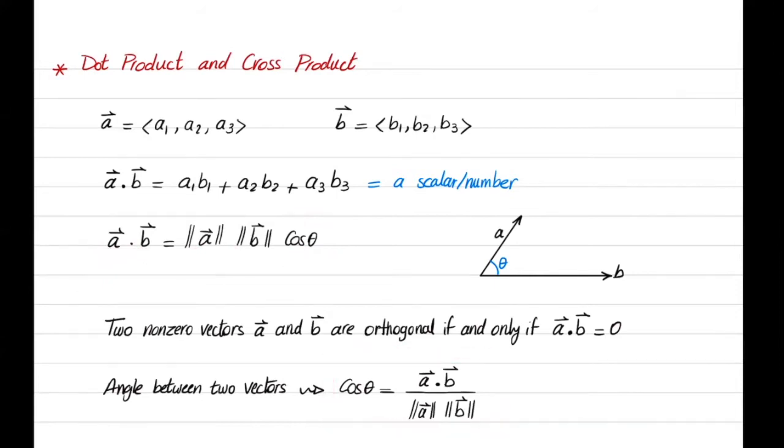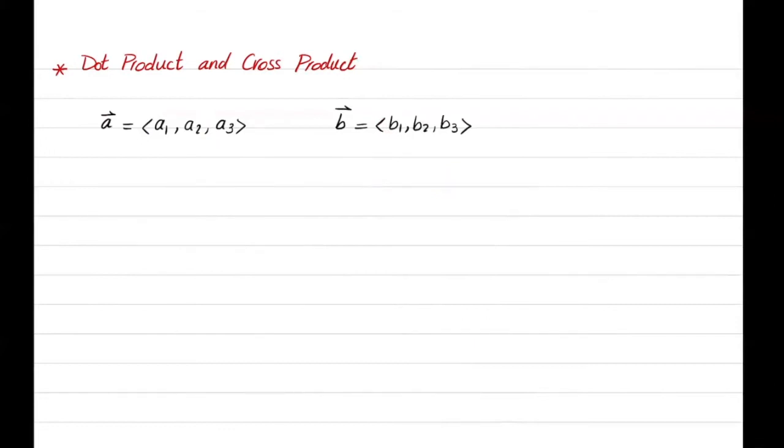The dot product will work in both two spaces and three spaces, or in two-dimensional and three-dimensional. Here we showed the 3D case, but if the vectors are in 2D, then vector A will be only A1, A2, and vector B will be only B1, B2. Then the dot product of these two vectors will be A1 B1 plus A2 B2. However, cross product only works in 3D.